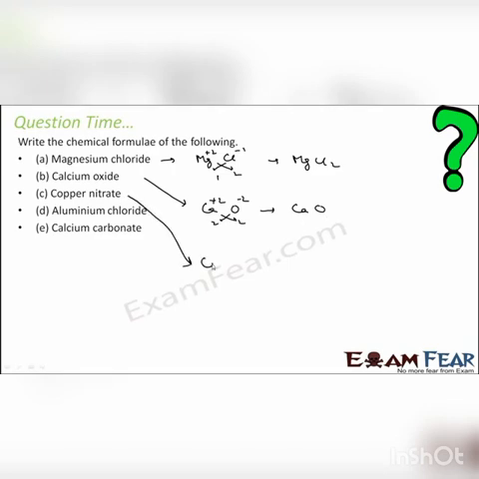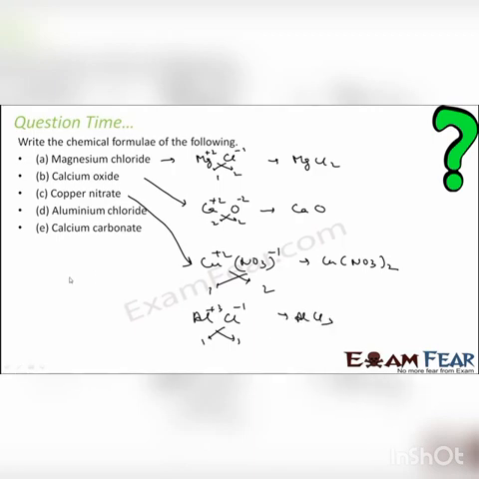The next is copper nitrate. Copper is a metal, NO3 is a non-metal, +2 charge, -1 charge. Polyatomic ions, so I put in braces now. So this becomes 1, this becomes 2. This becomes Cu(NO3)2. Aluminium chloride, AlCl, +3, -1. Swap it. This becomes AlCl3. Calcium carbonate. This is calcium. This is carbonate. +2, -2. This becomes CaCO3.